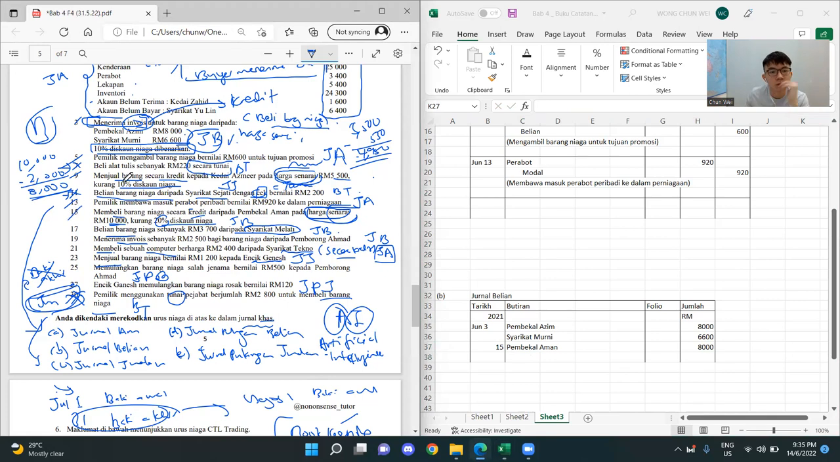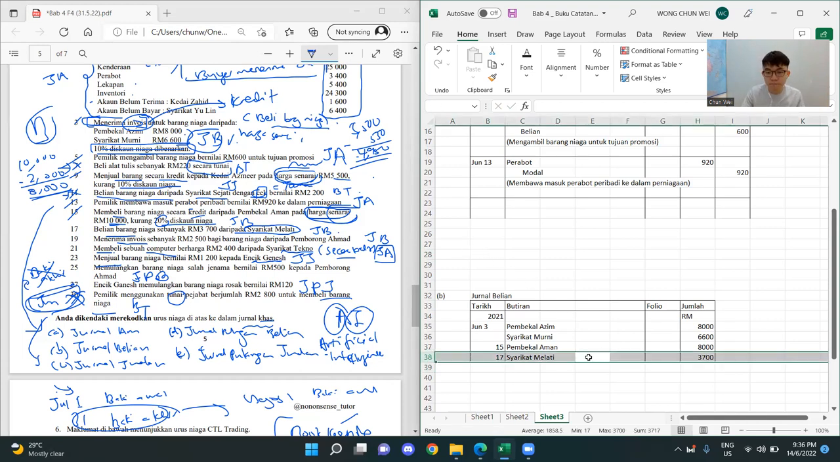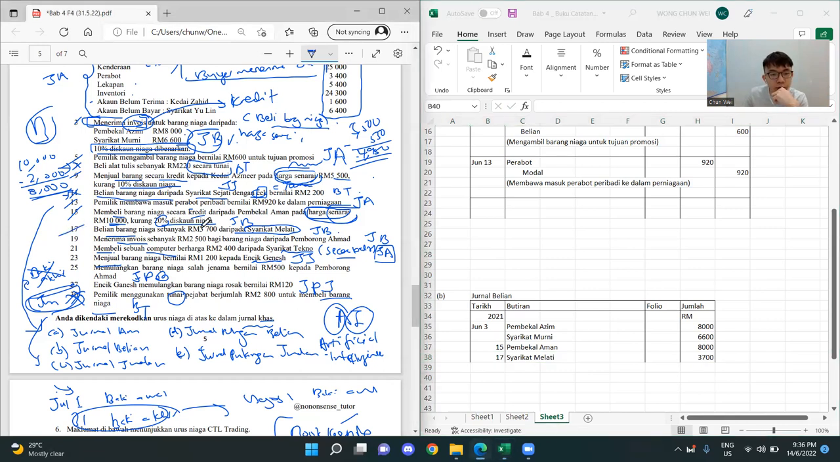So 15 done, move on to 17. JB again. 17. Belian barang niaga sebanyak 3,700 daripada syarikat Melati. Now this one, they sure will give a figure. They didn't say it's a harga senarai or there's any discount. Then sure we take 3,700. Then 17 done, we go to 19.